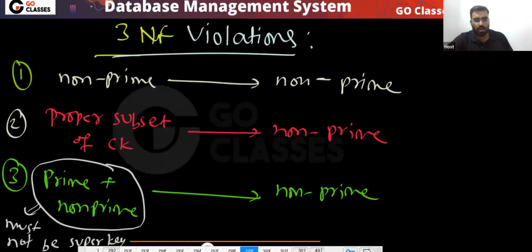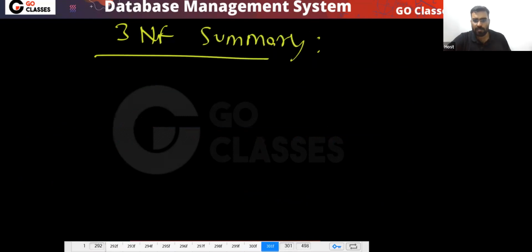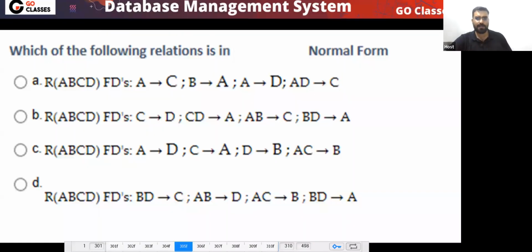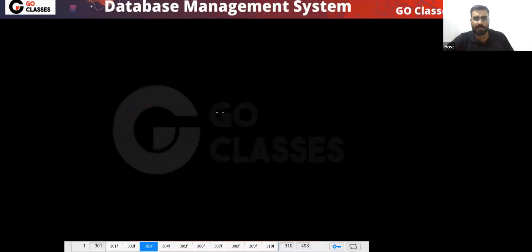Can you notice that in all these violations, the RHS has a non-prime attribute. So remember, we don't care about the prime attributes. The prime attribute may or may not be transitively dependent on candidate keys. Let's see some examples. With examples, this concept will become more clear.